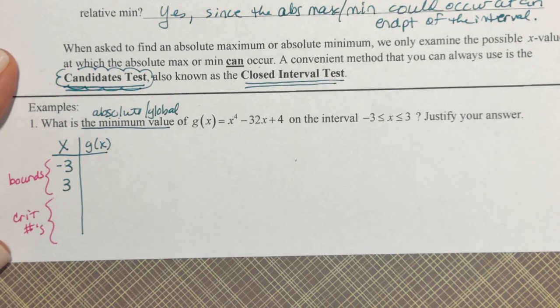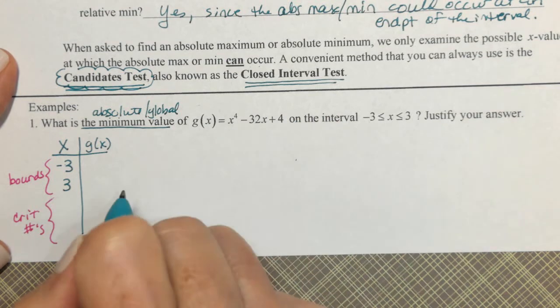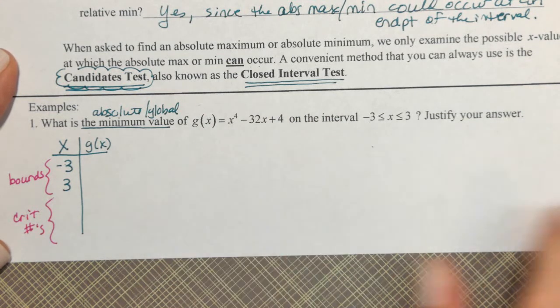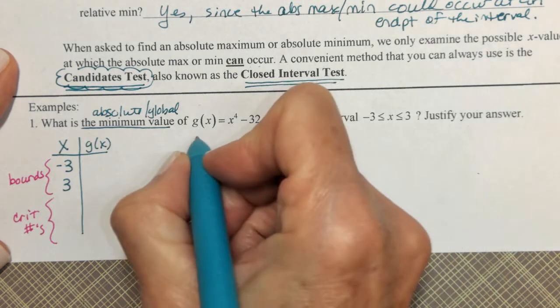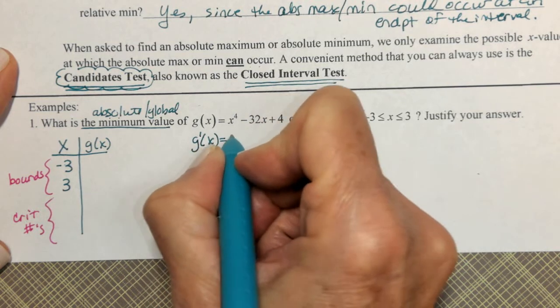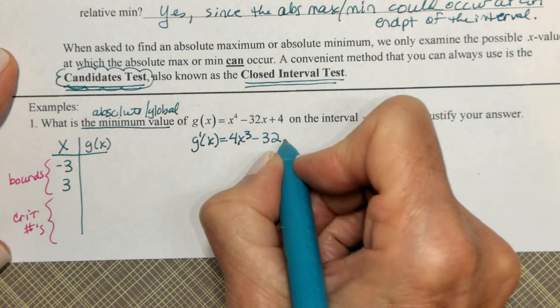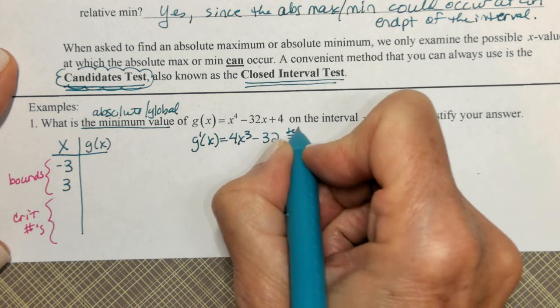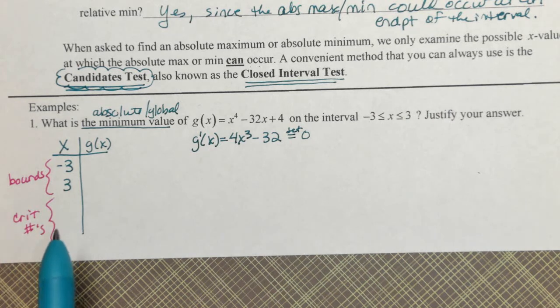So to find those critical values, we take G prime, set it equal to 0, or find what value of x makes G prime undefined. G prime of x is 4x cubed minus 32. I'm going to set that equal to 0 to find my critical numbers. Nothing makes G prime undefined, so we won't have any numbers from that.